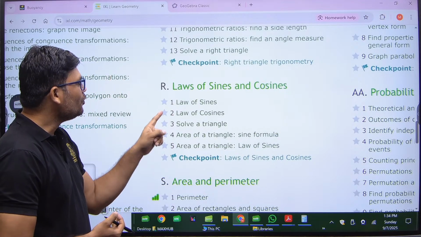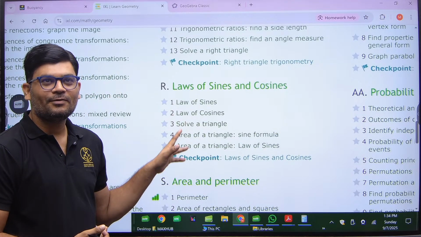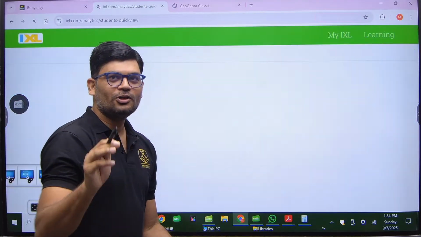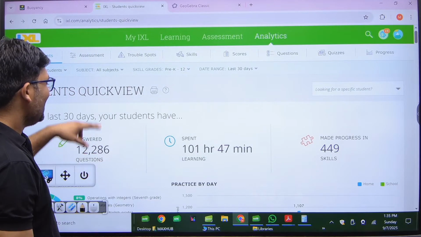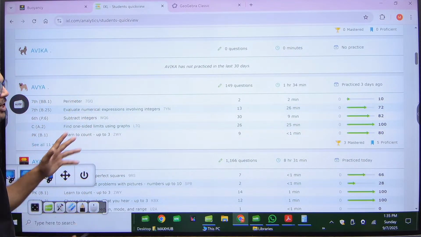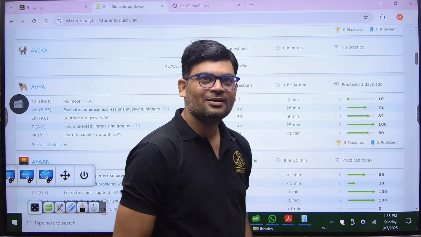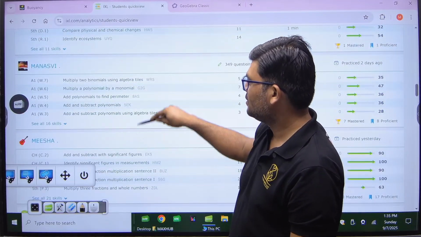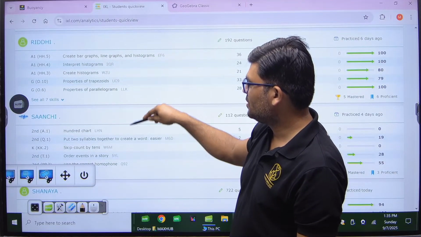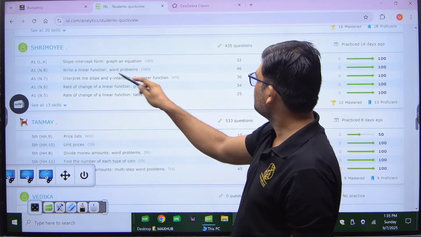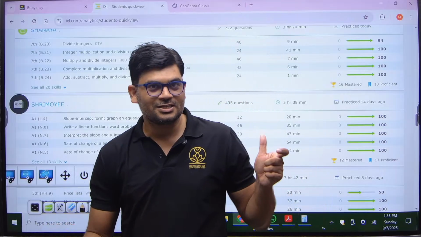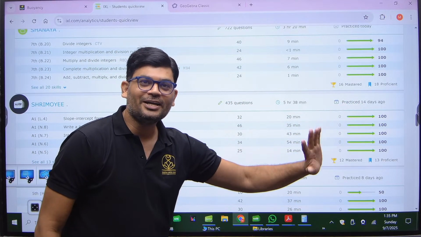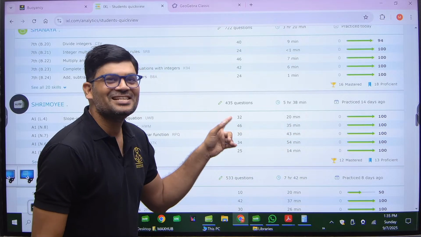If all of you do these sheets, I will get to see whether you have done it or not, because I have this analytics. I know all your usernames and passwords as well, and here I can see who has done what kind of questions. So till now, let us see what Shrimoy has done. Shrimoy, till now you have spent just 5 hours 38 minutes. 14 days ago you practiced. Till 14 days before you hadn't done anything, and just 35 questions.